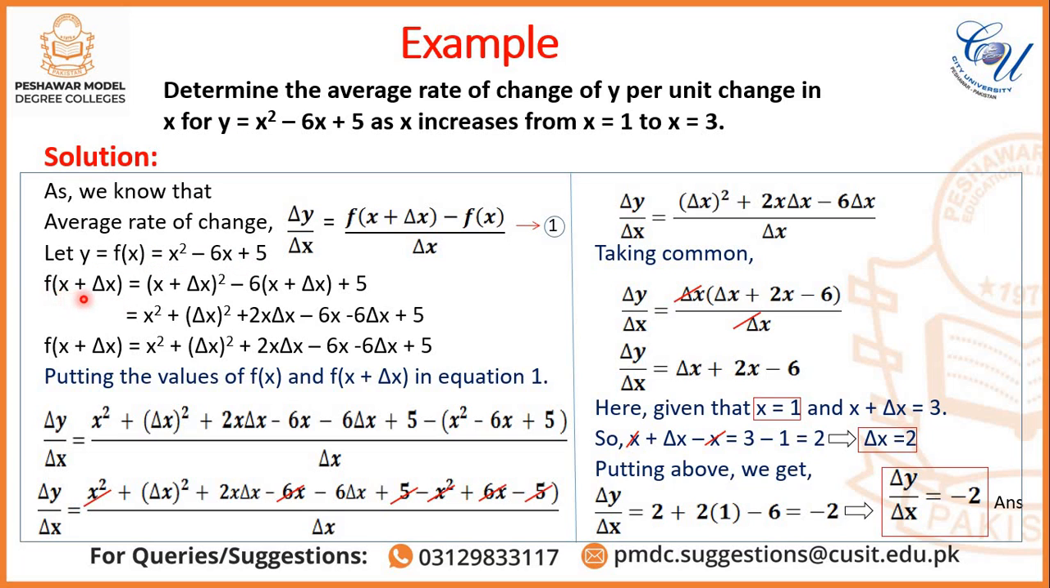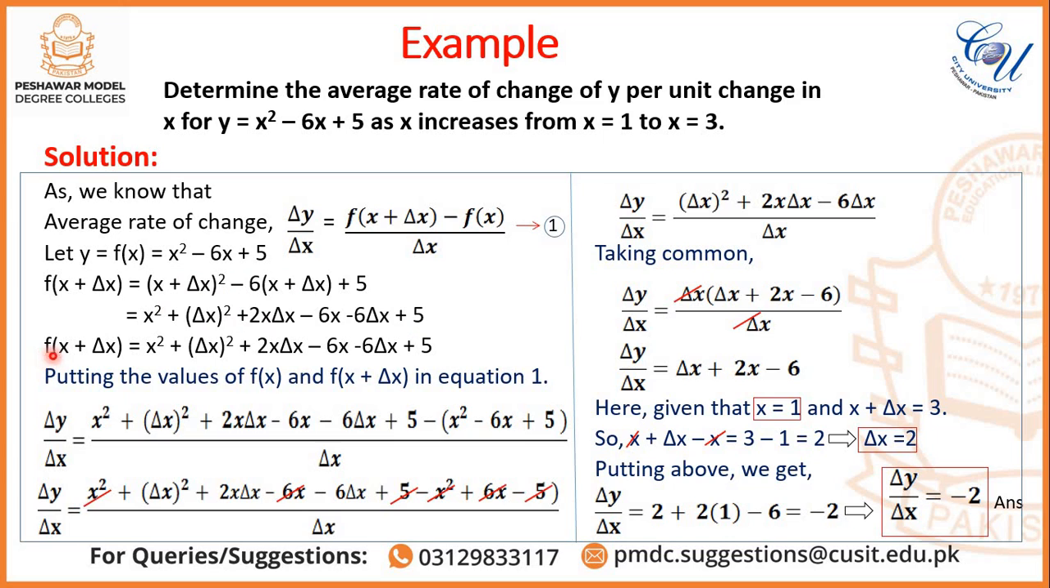To find f of x plus delta x, we are going to replace x by x plus delta x. So f of x plus delta x is equal to x plus delta x whole square minus 6 times x plus delta x plus 5. We have just put x plus delta x instead of x. Now taking the whole square, we get x square plus delta x whole square plus 2x delta x minus 6x minus 6 delta x plus 5. We have just opened the formula of a plus b whole square over here.